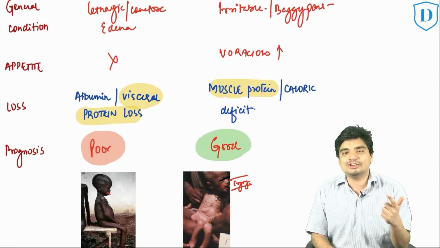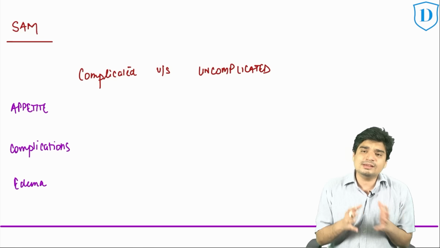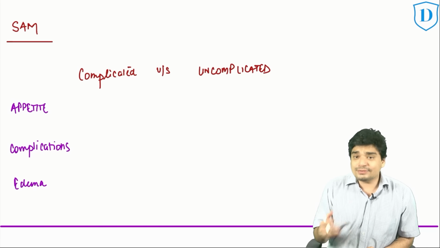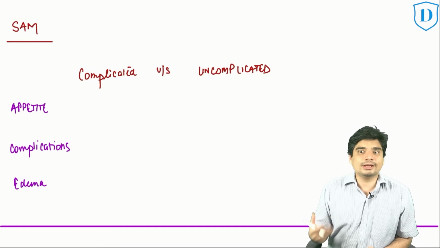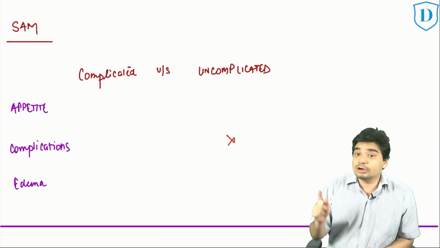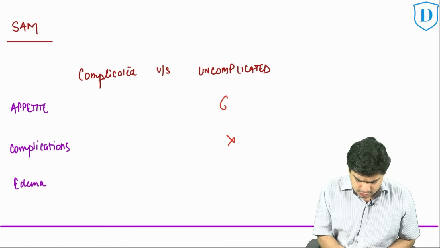The only thing worse than a crying child is a child who is not crying. Let's come to another thing. Let's come to SAM. Now, SAM is classified into two categories: complicated and uncomplicated SAM. As far as uncomplicated SAM is concerned, obviously uncomplicated SAM will have better prognosis. In uncomplicated SAM, there are no medical complications because the child is not lethargic. He is crying. He has good appetite.